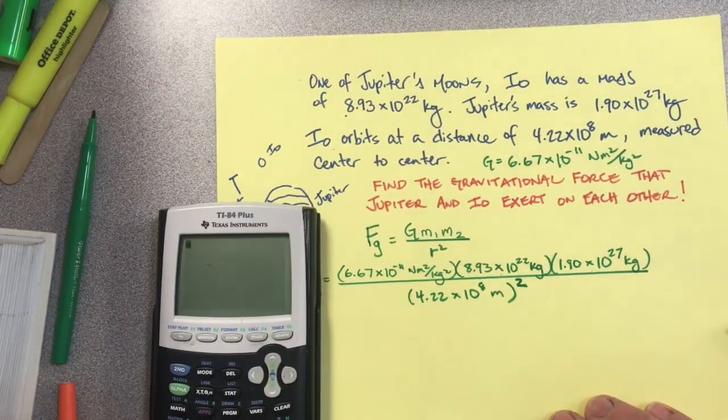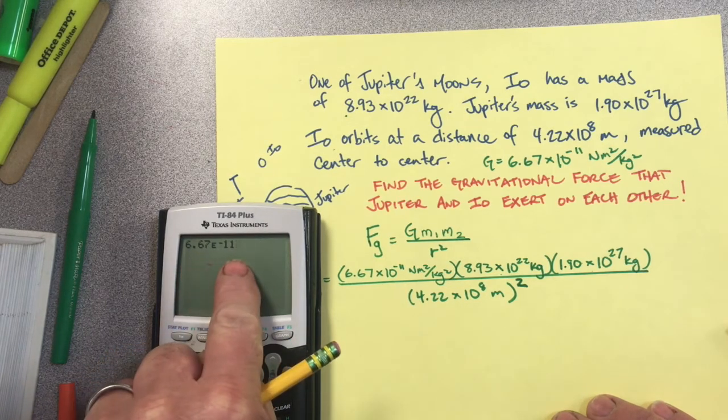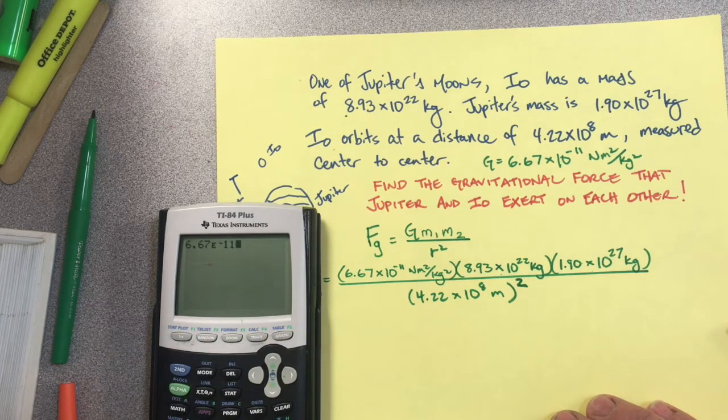So let's do it. We have the universal gravitational constant, big G, 6.67, second function, comma, minus 11. That means 6.67 times 10 to the minus 11, and multiply that by the mass of Io, 8.93, second function, comma, which means times 10 to the 22 power, times 1.90, again, second function, comma, exponent is 27. I'm going to hit enter. That's the numerator.